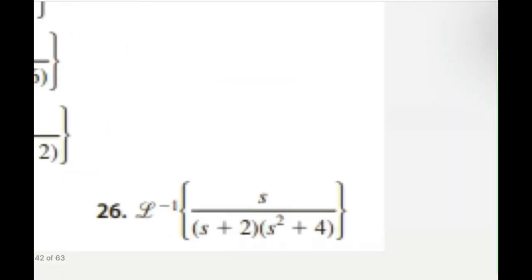So we have s over s plus 2 times s squared plus 4. This one is a quadratic expression. If we decompose the partial fraction here, first we have linear, second we will have quadratic. Let's do this one. So exercise 7.2, question number 26. We want to find the inverse Laplace of s over s plus 2 times s squared plus 4.